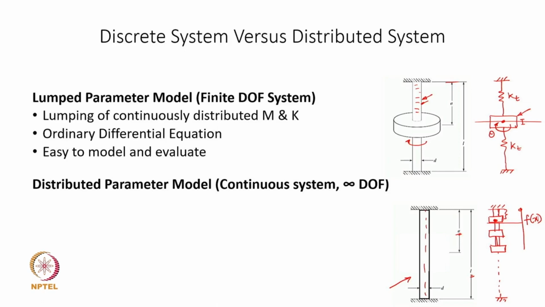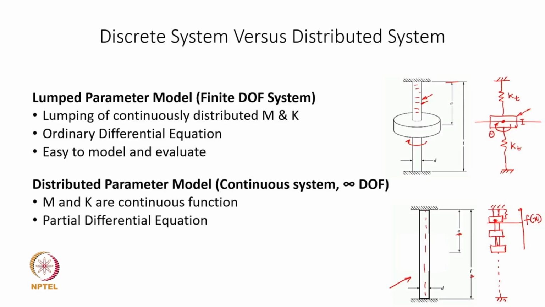Now what are the distinctive features of this distributed parameter model? That m and k are continuous functions of x. In this particular case, if x is the parameter defining the length, the equation of motion, as we will shortly see, will turn out to be a partial differential equation, not an ordinary differential equation. Solutions would be more accurate. Why? Because there is no approximation involved apart from some of the standard approximations, but no approximation in terms of how many segments I am going to discretize this into. The moment discretization happens, you are making an assumption.